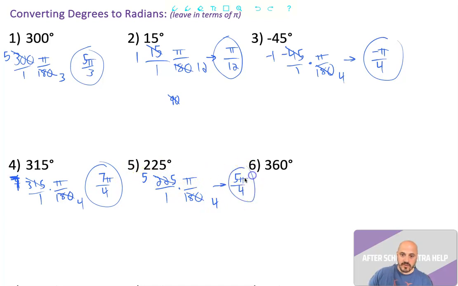is the radian equivalent of 225. 360, this is one you should probably know quite quickly. 360 degrees, right? An entire rotation around our unit circle there, right?